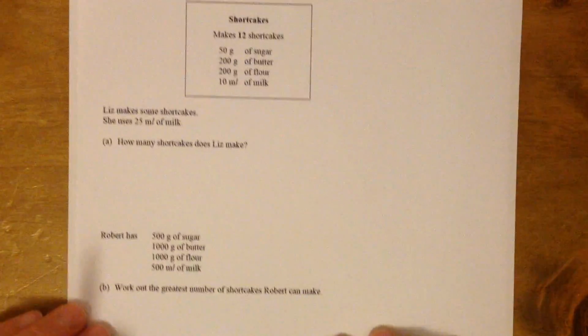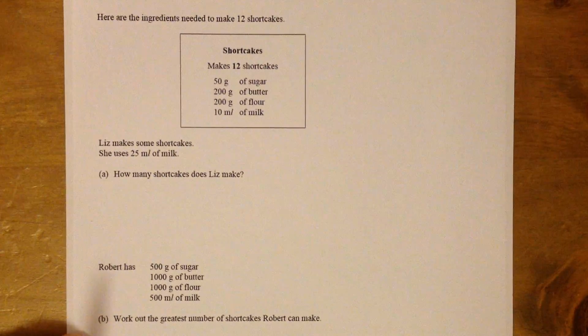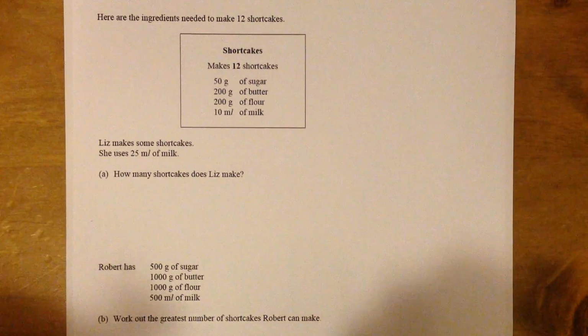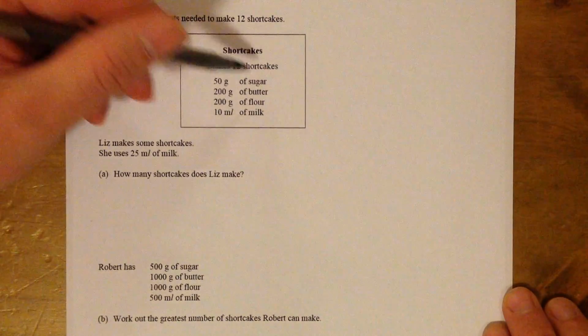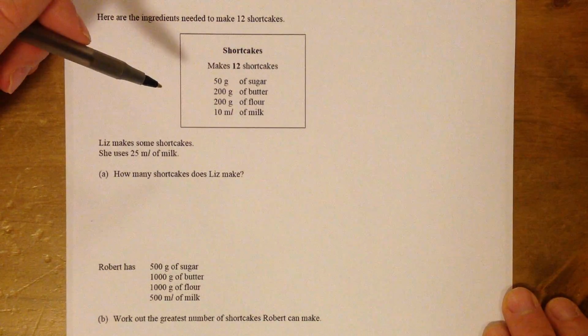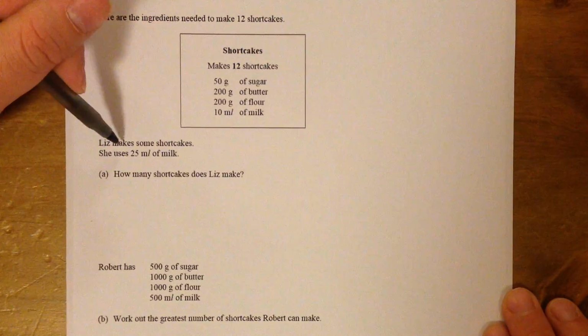There is this other one that we're just going to look at very quickly because this has come up before, and it's a lot of work, but it kind of builds on everything that we've just talked about there. So let's have a look at this one to finish this video off with. So here are the ingredients to make 12 shortcakes, very similar to the one that we looked at on the previous page about flapjacks. Liz makes some shortcakes.